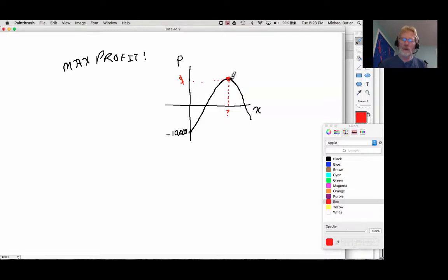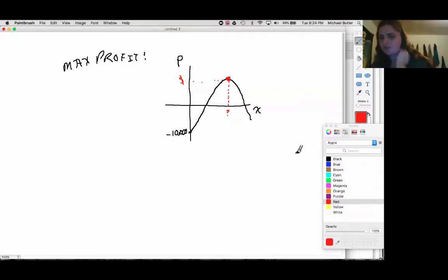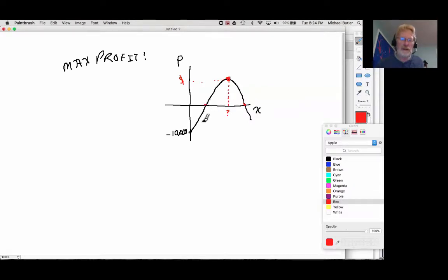Okay, so what is the name of that red point right there? It's got a name. What do we call it? Don't all answer at once now. Not the horizontal intercept, right? No, the horizontal intercepts are right here and right here, aren't they? Is it the vertex? Ah, yes it is. It's the vertex, isn't it? So that point right there, that's the vertex.